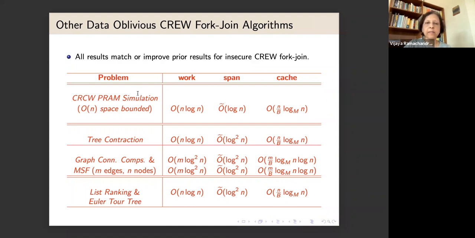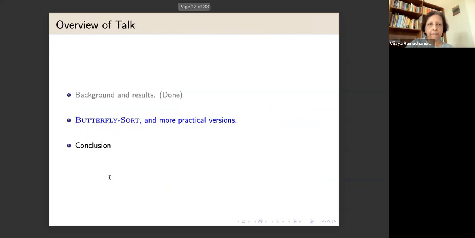And using this result, we are able to get data oblivious algorithms for many problems, such as tree contraction, graph connected components, minimum spanning forest. And in all of these cases, we actually improve the span over previous insecure methods, because previous methods did not go through this simulation route. And we also match previous bounds for other problems like list ranking and Euler tour. And we have other results which you can see in the paper.